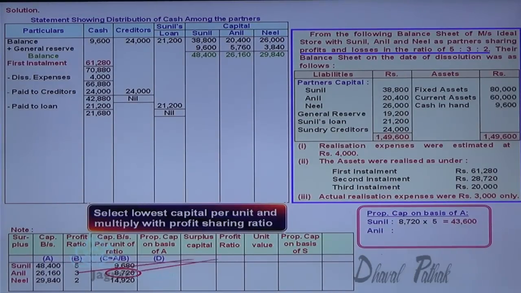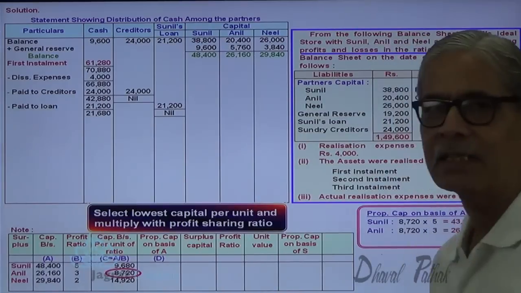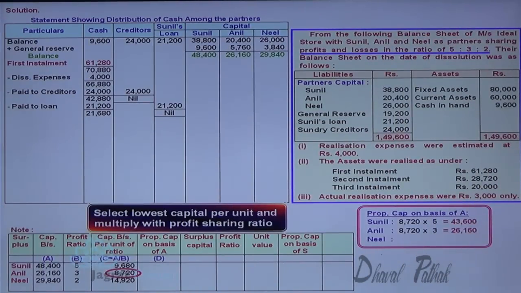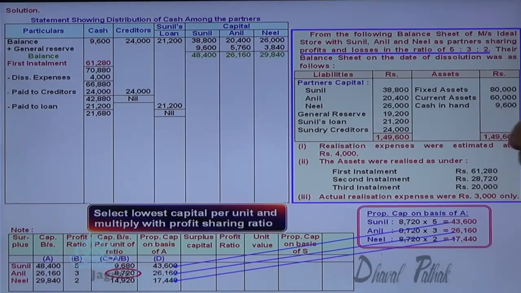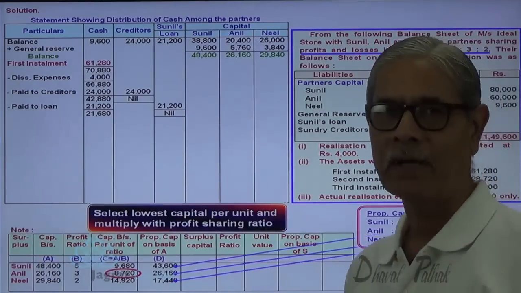Similarly, Anil's contribution of capital is the minimum one, so that 26,160 is taken as the base. And on the basis of that, Neil is required to contribute 8,720 into 2. This is the capital required to be maintained by Sunil and Neil in proportion to Anil, on the basis of per unit share in profit. So this is the proportionate capital required.